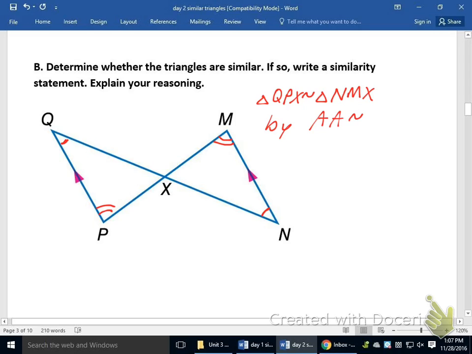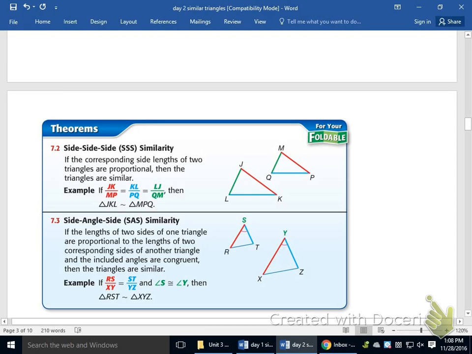Sometimes you're not given enough information to make the conclusion. Sometimes you can be given other information that is helpful in making this conclusion of similarity. There are another two ways to show triangles are similar, and here are those other two ways. You have side-side-side similarity. And if you are talking about similarity, throw in that little tilde at the end, because this is side-side-side similarity.